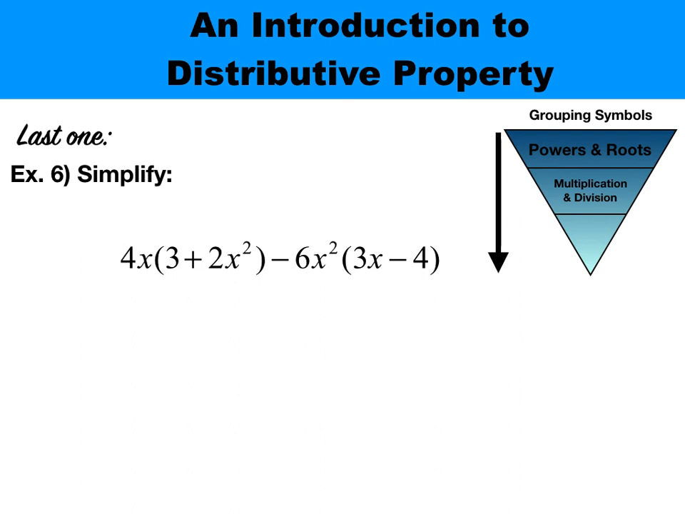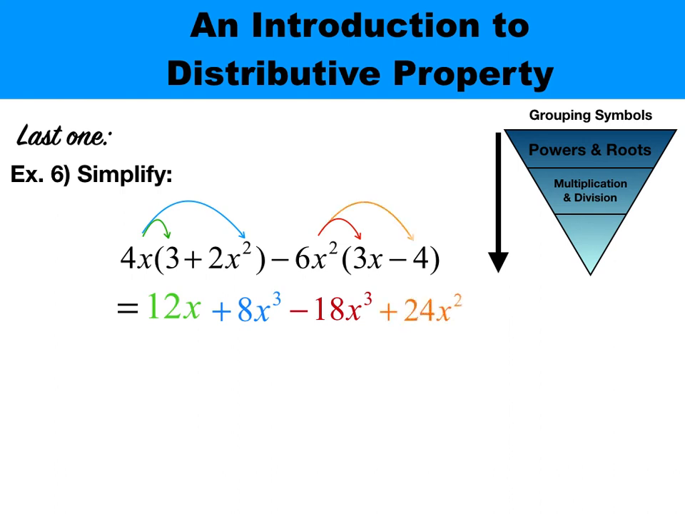We are going to multiply the 4x times that quantity inside the parenthesis. We are also going to multiply the negative 6x squared times the quantity inside the other parenthesis. So let's start by doing that. 4x times 3x gives me 12x squared. 4x times 2x squared gives me 8x cubed. Negative 6 times 3 gives me negative 18. X squared times x gives me x cubed. Negative 6 times negative 4 gives me positive 24. X squared stays as an x squared because I'm not multiplying it by any more x's.